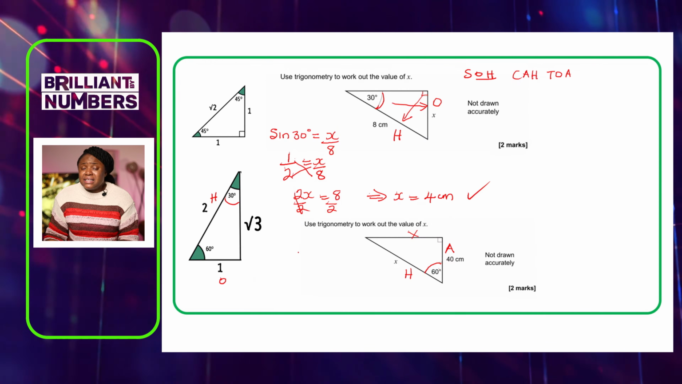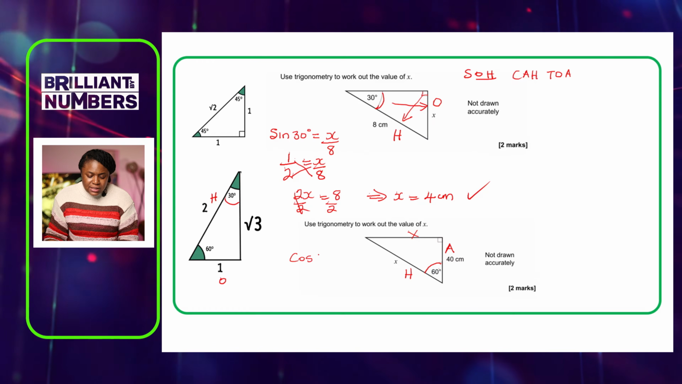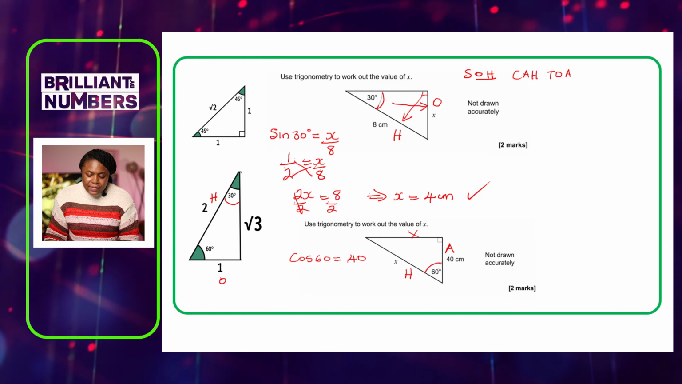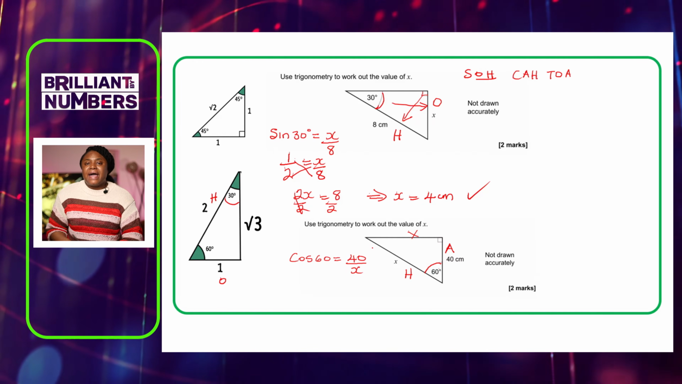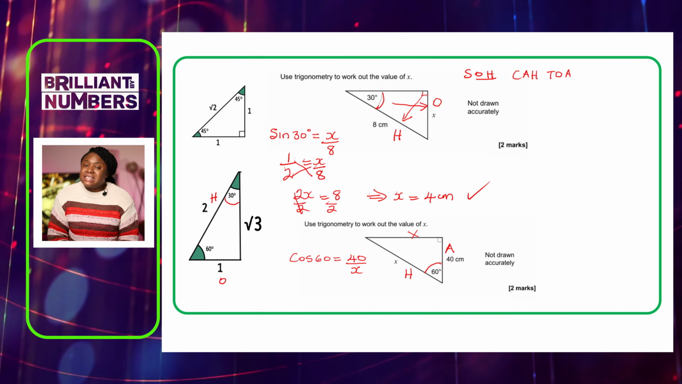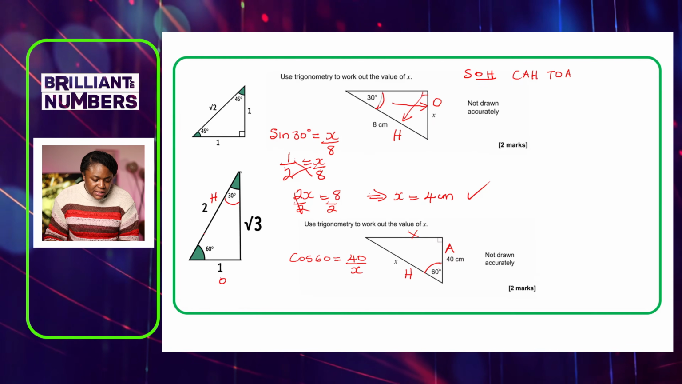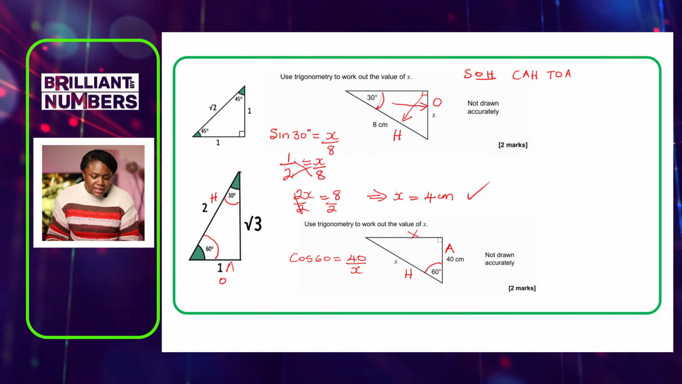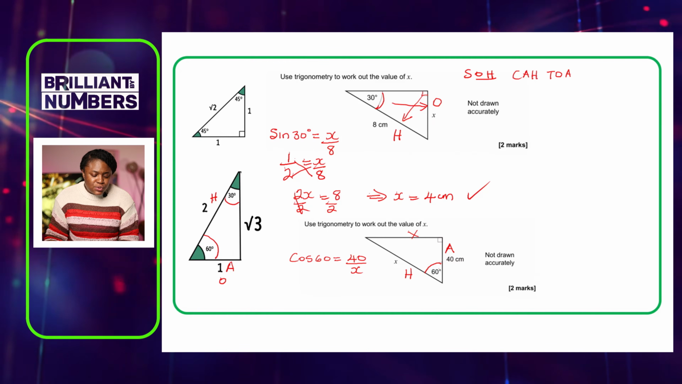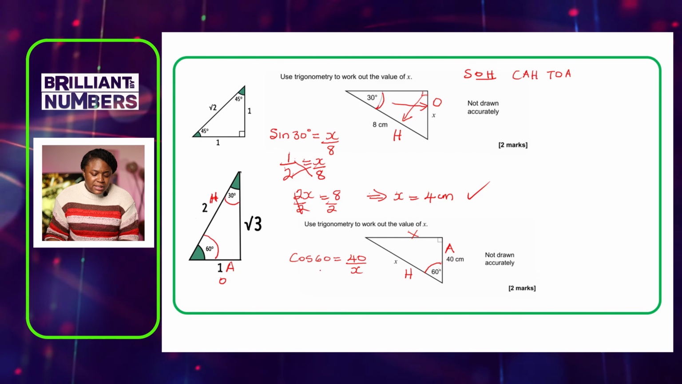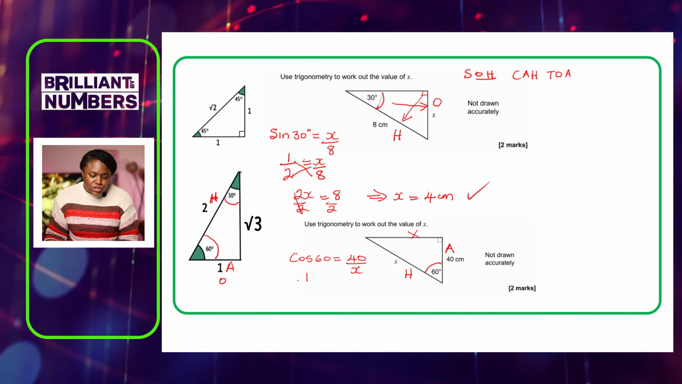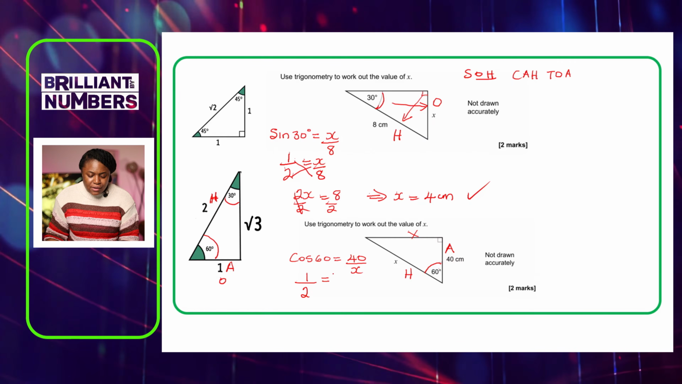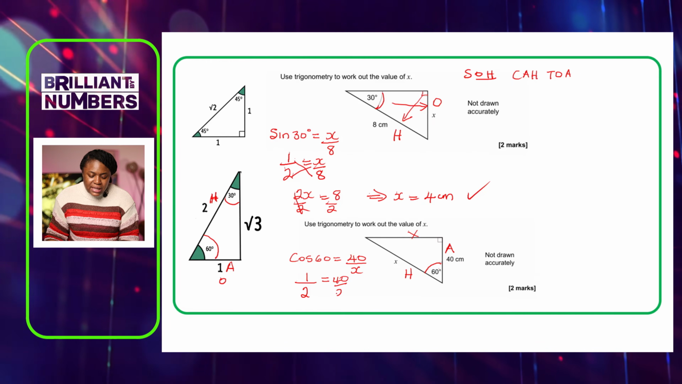So I'm just going to go ahead and set up my equation. So cos 60 is equal to the adjacent side, which is 40, divided by the hypotenuse, which is x. So I need my triangle with 60 degrees. I'm going to identify my adjacent. So this side is my adjacent side and my hypotenuse is already labeled here. So cos 60 is equal to adjacent, which is 1, over hypotenuse, which is 2. So cos 60 is a half. So I'm just going to replace my 40 and my x.